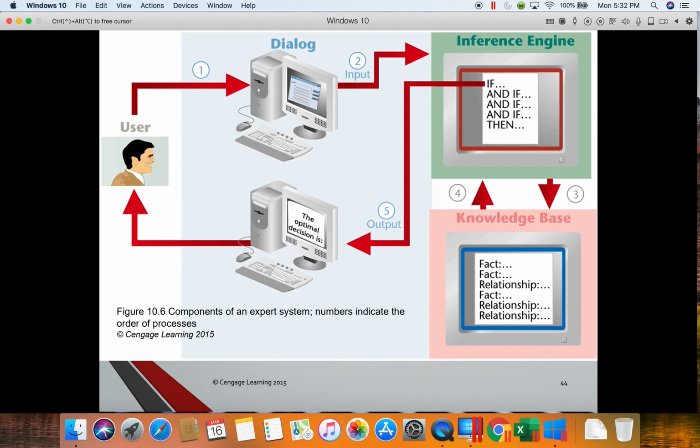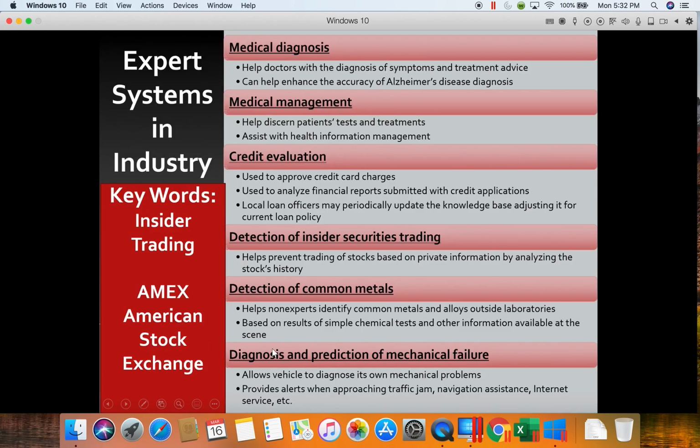So this shows you the relationship between the knowledge base, the dialogue module, and the inference engine, eventually leading to the output that the individual receives for the optimal decision of an expert system. We've talked about a few uses for these, but we've seen them in medical situations where it can help doctors with diagnoses, or many people try to get into some of these expert systems that they can utilize to self-diagnose or determine if they need to go see a doctor.